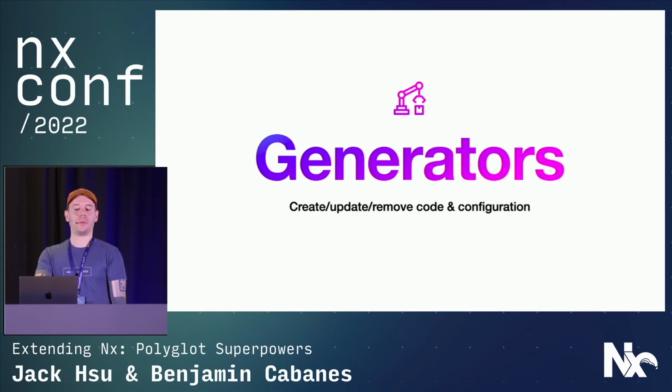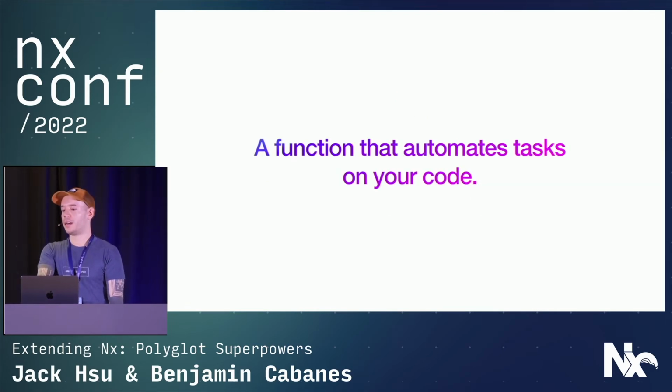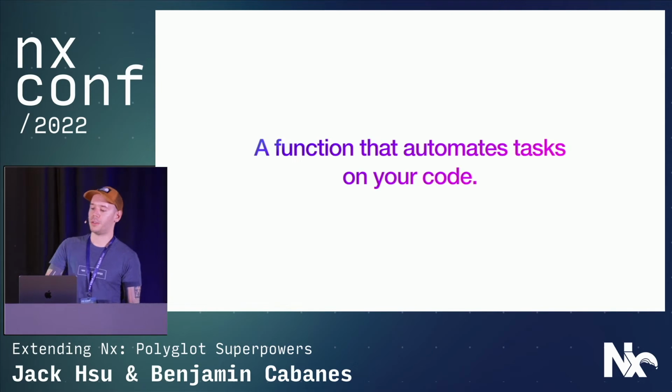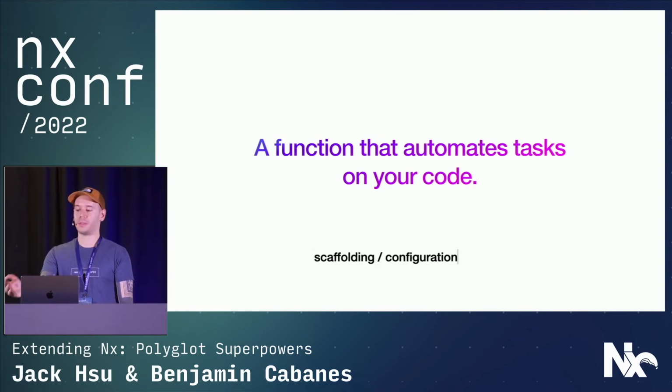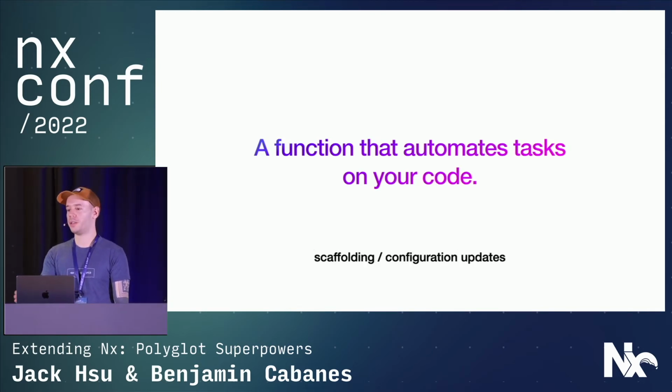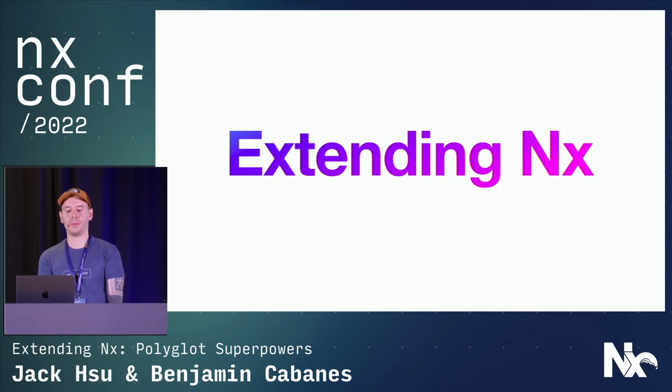Then we have the generators. The generators, I think you all know what they are. They are CRUD operations and configuration. They are a function that automates tasks on your code. So scaffolding: when you use NX create workspace, you're using a generator. When you do the migration, you're using a generator. When you install Cypress, you're using a generator. So yeah, I think everyone understands that. So that was the theory about how we can extend NX and where we can extend NX.